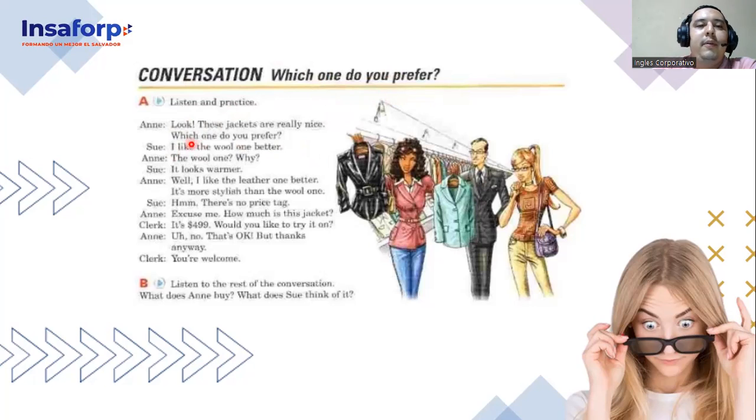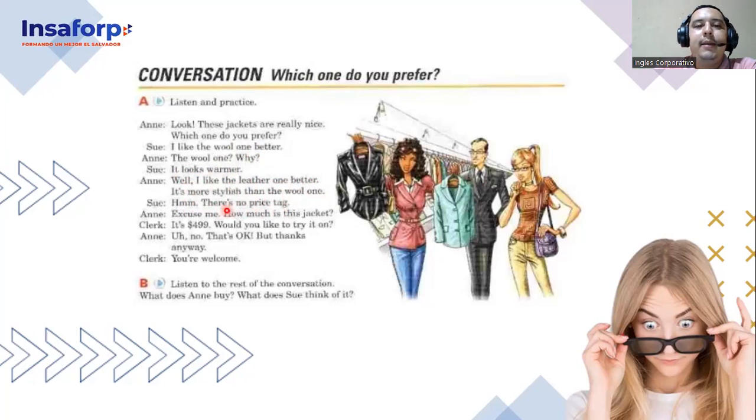Let's move to the conversation. Which one do you prefer? We have a conversation between Anne and Sue. Look, these jackets are really nice. Which one do you prefer? I like the wool one better. Why? It looks warmer. Well, I like the leather one better. It's more stylish than the wool one.